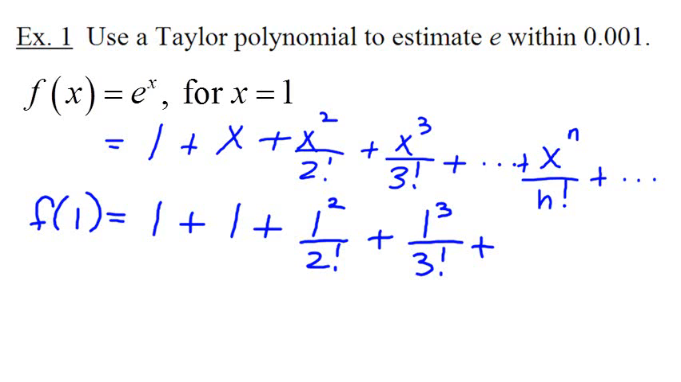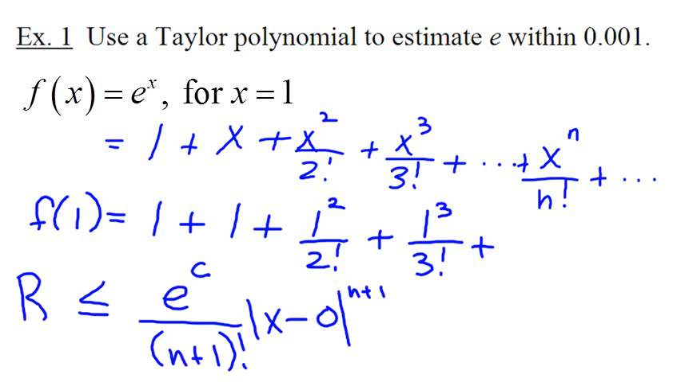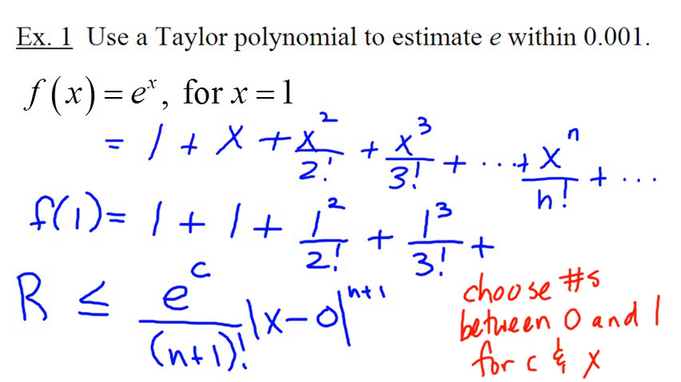According to Taylor's inequality, the error is bounded above by the n plus first derivative of f over n plus 1 factorial times the absolute value of x minus 0 to the n plus first power. That x minus 0 is because we're using the Maclaurin series, so our series is centered at a, which is 0. Since the series is centered at 0, and I'm evaluating for x equals 1, I can choose values between 0 and 1 for c and x in this expression.